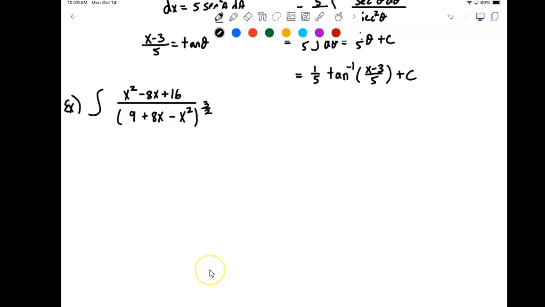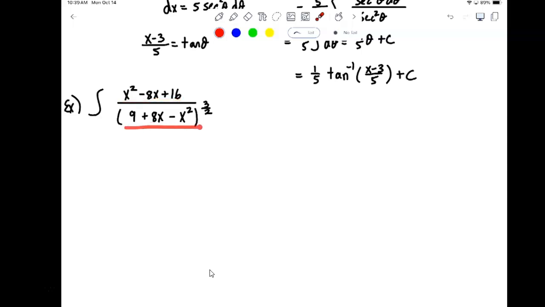Alright, so let's consider this example here. We have a polynomial on top, and we have this stuff on the bottom to the 3/2. This polynomial on top is a little concerning, like how everything is going to work out, but for the moment, I focus on this stuff down here in the bottom, where standard letting u be the denominator stuff just doesn't work, because we don't have the derivative of that stuff on the top.